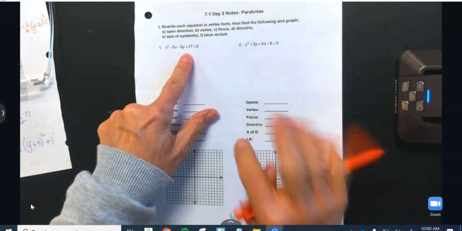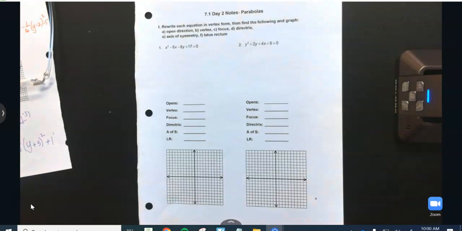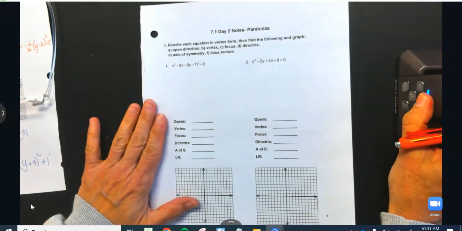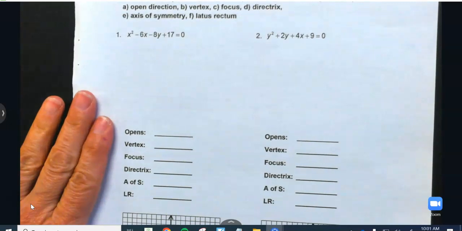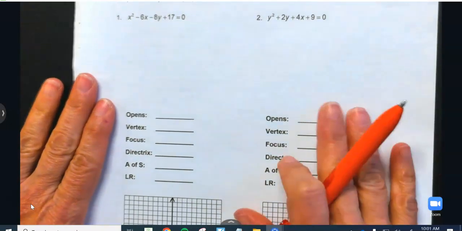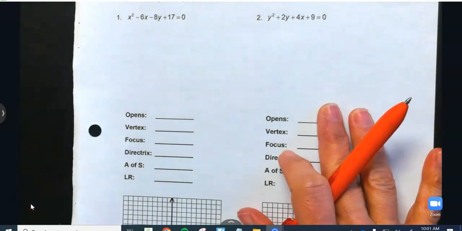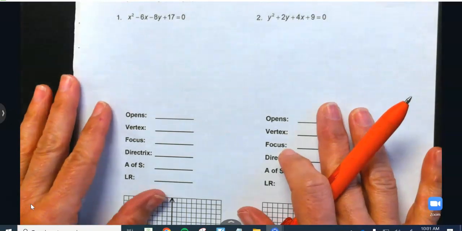We're going to rewrite this parabola in vertex form, and the way we're going to do that is to complete this square. Then we're going to fill out all this information, then we're going to graph it. Okay, let me go ahead and zoom in a little bit to problem 1. All right, so for problem 1, y'all, which letter is being squared, x or y? Yeah, so that's what we're focusing on.